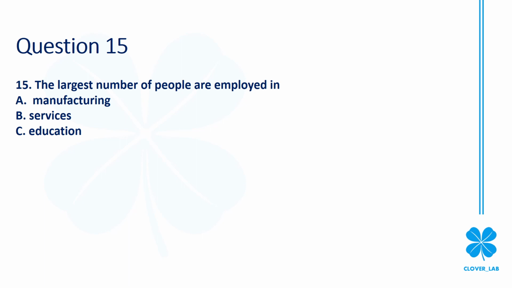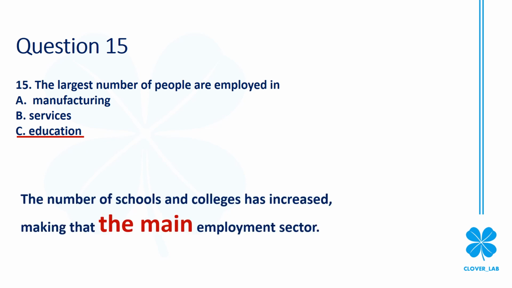Finally, the answer for question 15 is C. Because the speaker says the number of schools and colleges has increased, making that the main employment sector. And the key word here is the word main. This implies that education is the largest employment sector. And since schools and colleges are educational establishments, it's obvious to choose the letter C.